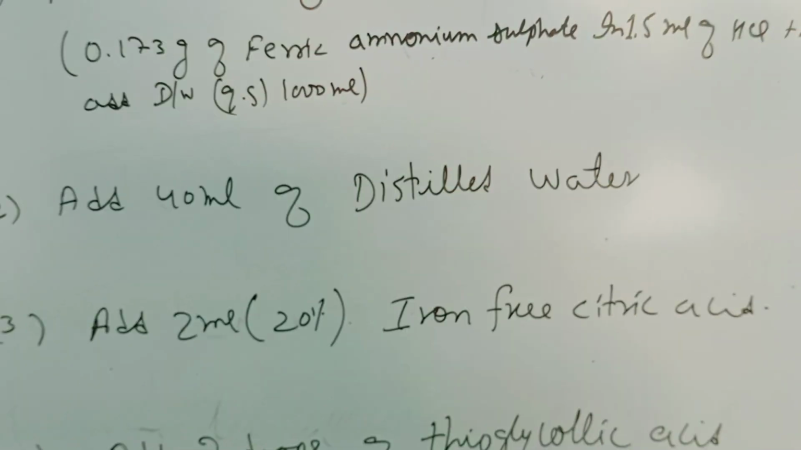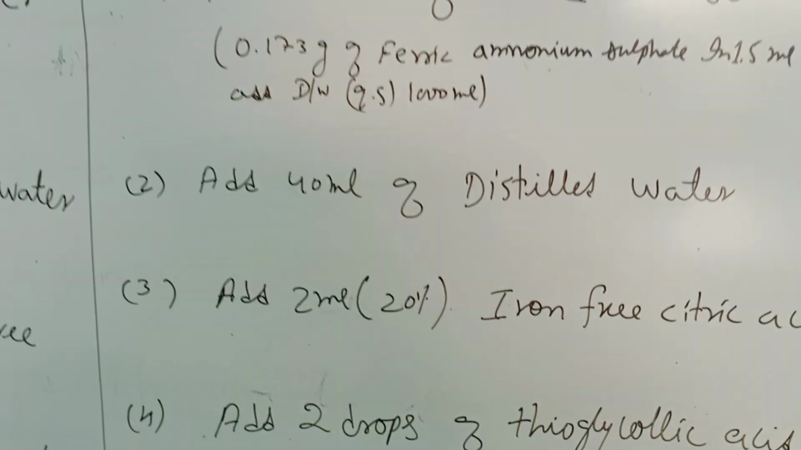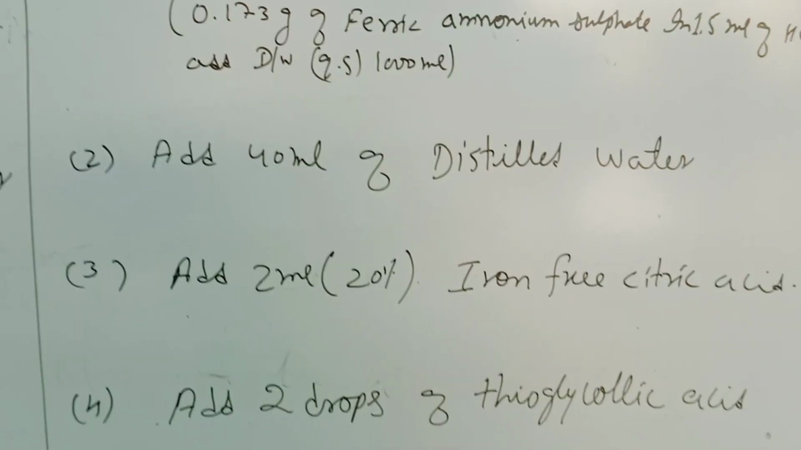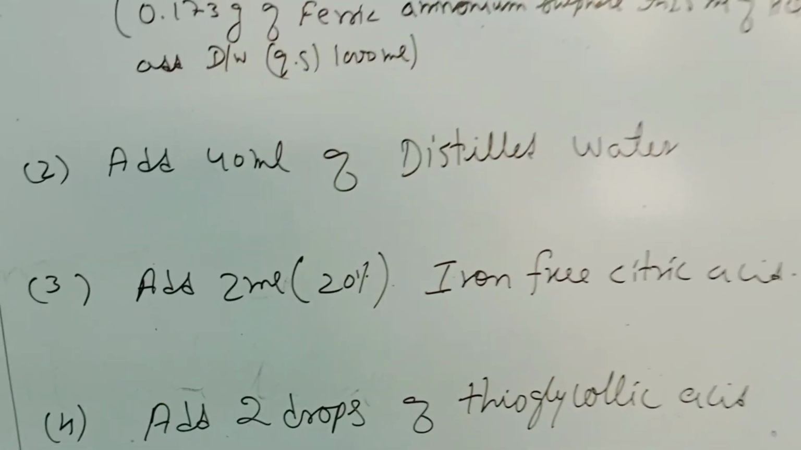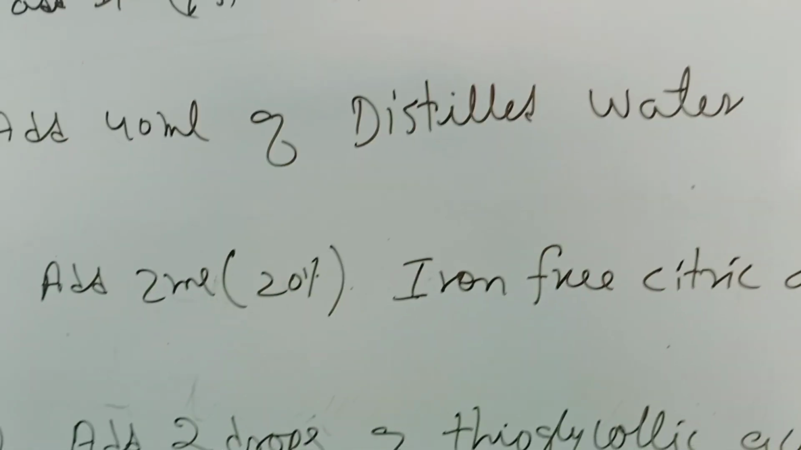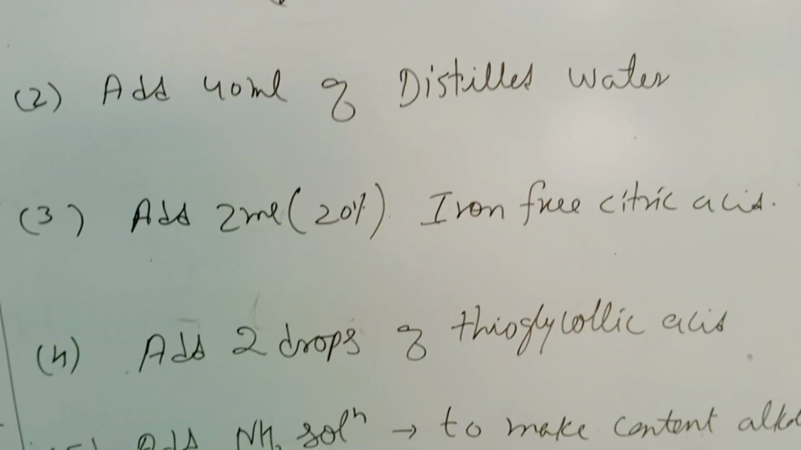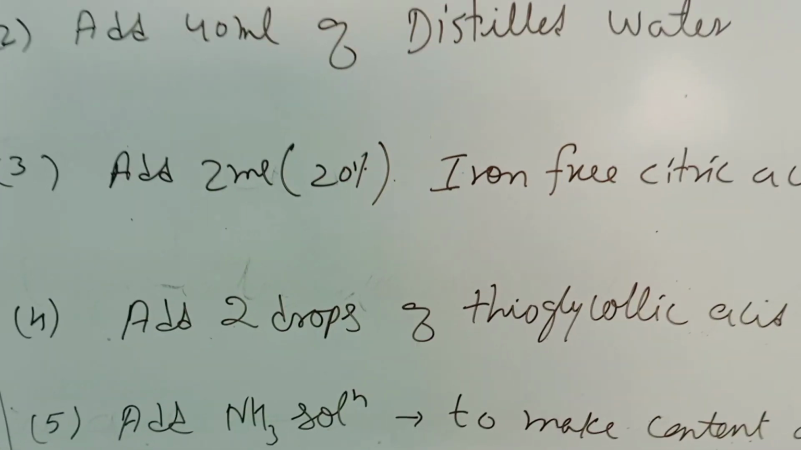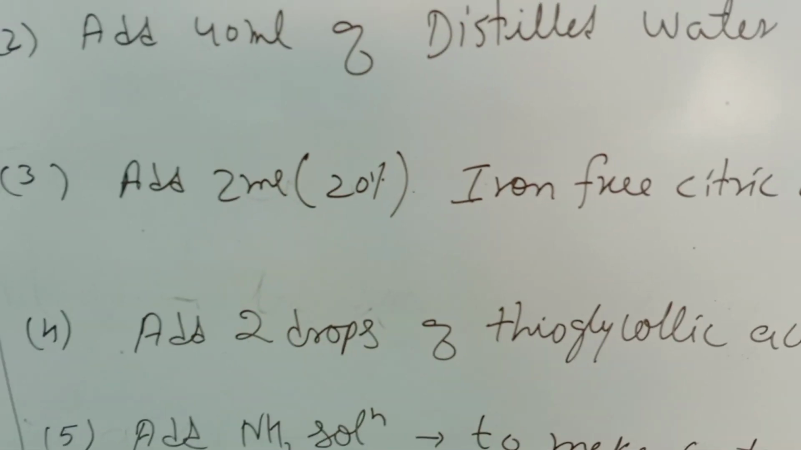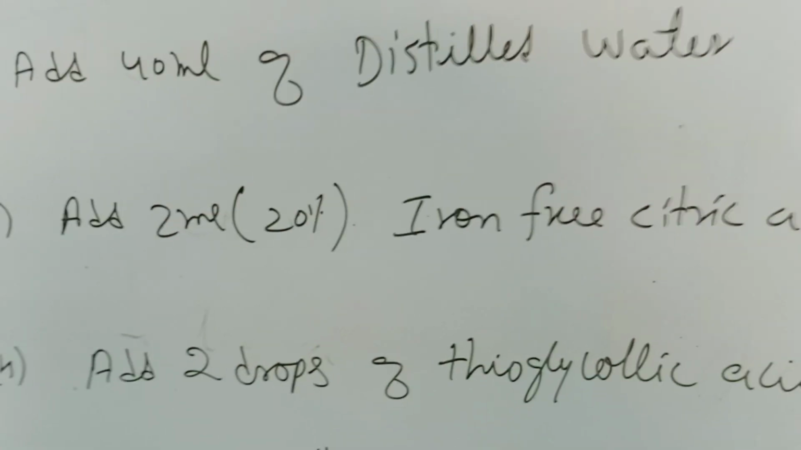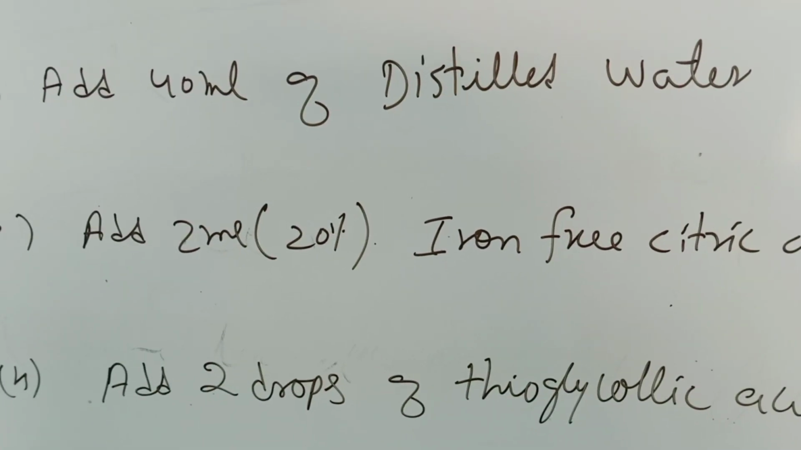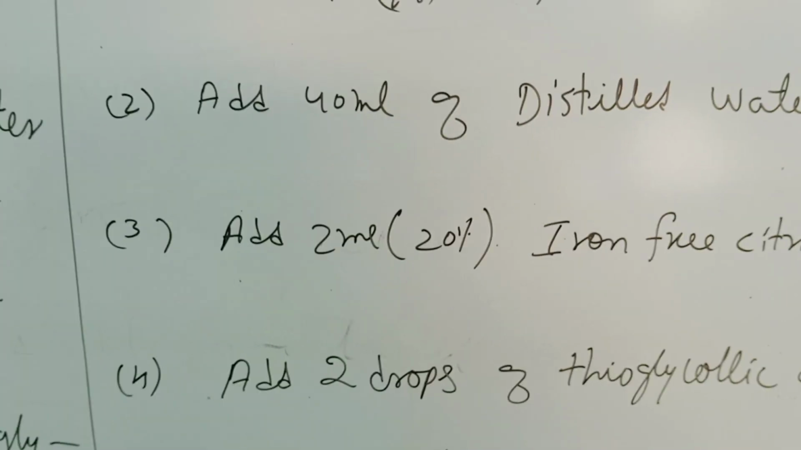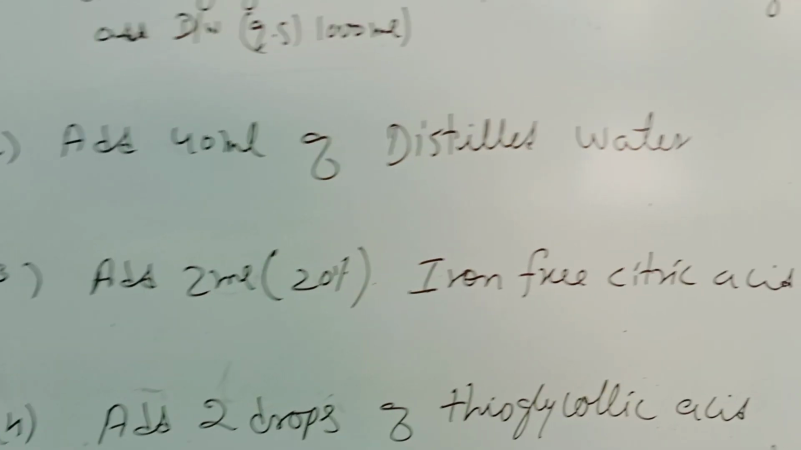And the citric acid we are using in the limit test of iron must be free from iron. That is, the citric acid should not contain any iron, and if citric acid or any other reagent contains iron and is used in the limit test of iron, it will ultimately interfere with the final outcome or result, as I discussed earlier while explaining the procedural detail for the test solution.